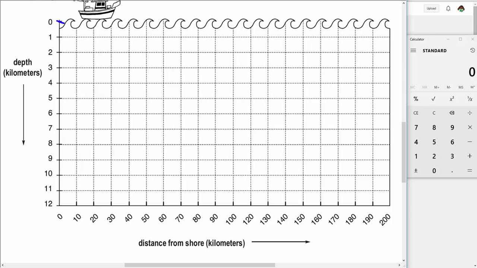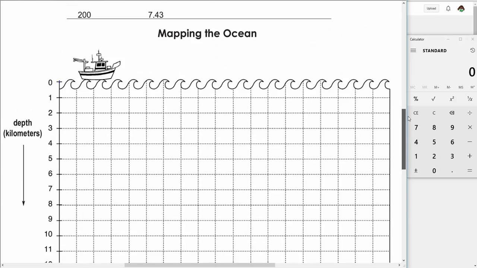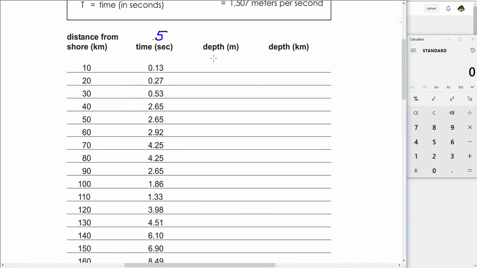Am I still in an eraser? No, looks like I'm in a pen. Okay, so let's actually calculate the first one. You can see I've got a calculator over here. We're just going to take the time, 0.13, and multiply that by 0.5 because we only want half that time. Then, remember, depth is equal to velocity, so we multiply that by 1,500, and we're going to come up with an answer that's 97.